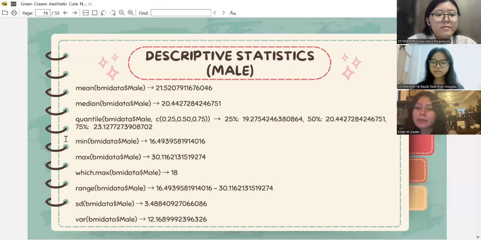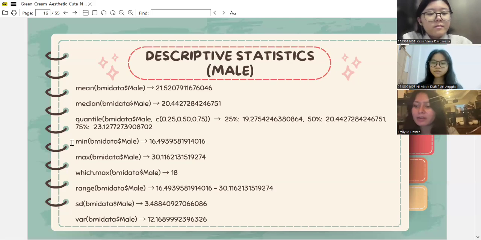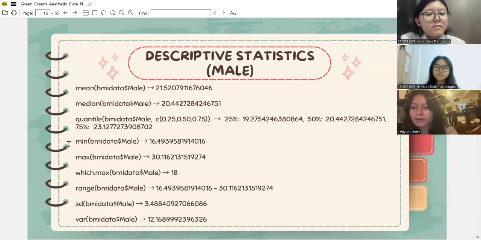Next is the minimum and the maximum command, or the minimum and maximum values. These commands show the smallest and largest BMI values in our male dataset. The minimum BMI is 16.49, while the maximum BMI is 30.12.